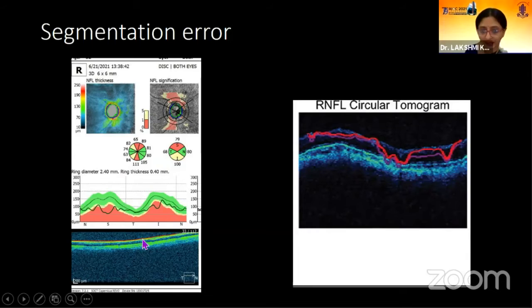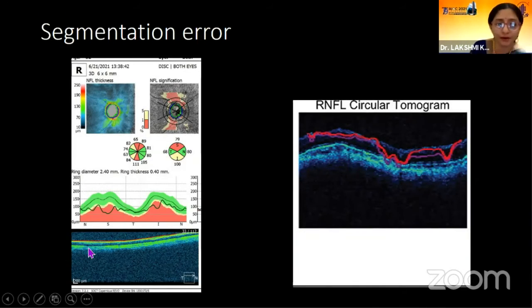As I said, the line should be in between that of the red and green line. It is seen as a purple line in the case of Cirrus OCT. We see here that it's in the topmost portion and it's going beyond the green line down. So that means it's a segmentation error. It's not a reliable OCT.